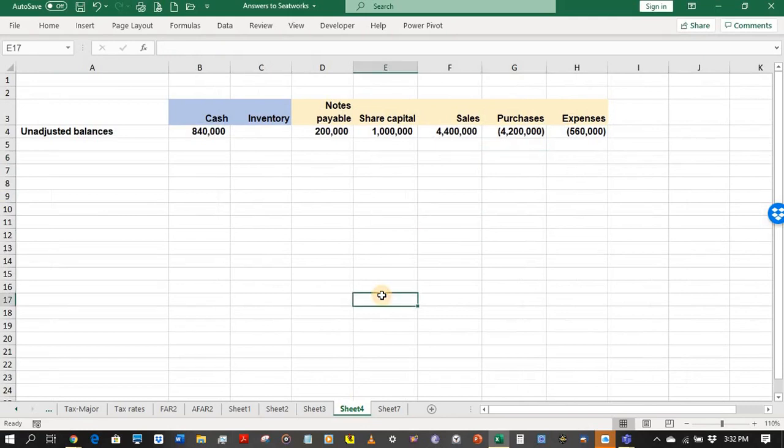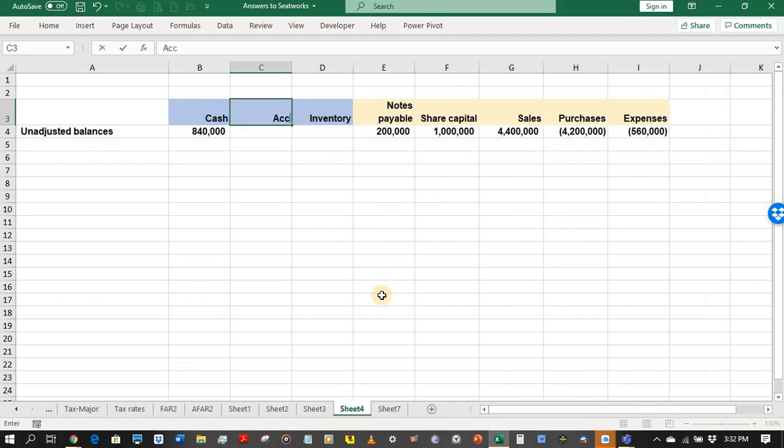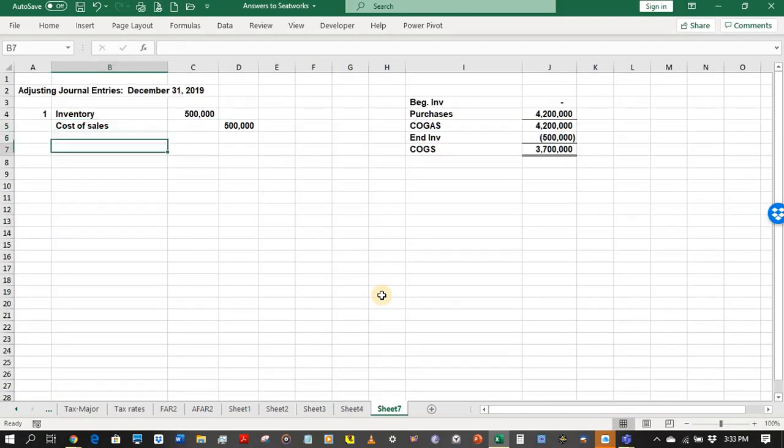At since wala pang accounts receivable sa ating libro, so obviously hindi pa siya na-record, kailangan natin mag-add ng column for accounts receivable. So, anong entry natin? So, ang second entry natin is to debit accounts receivable, then credit sales for 100,000 pesos.